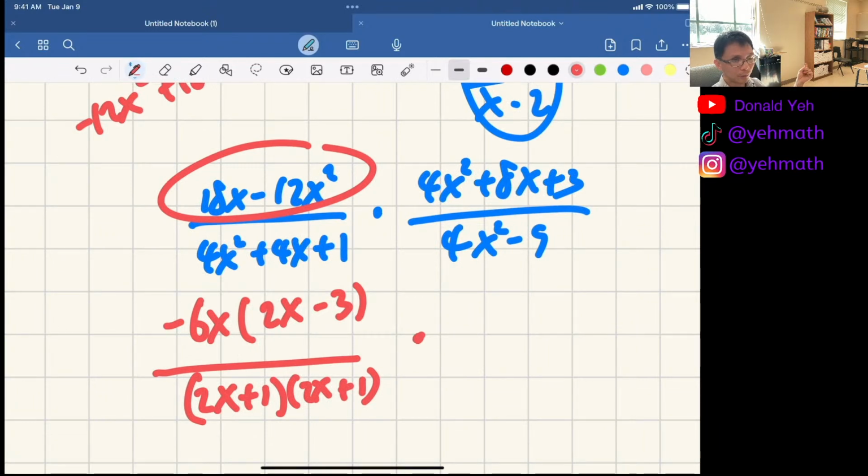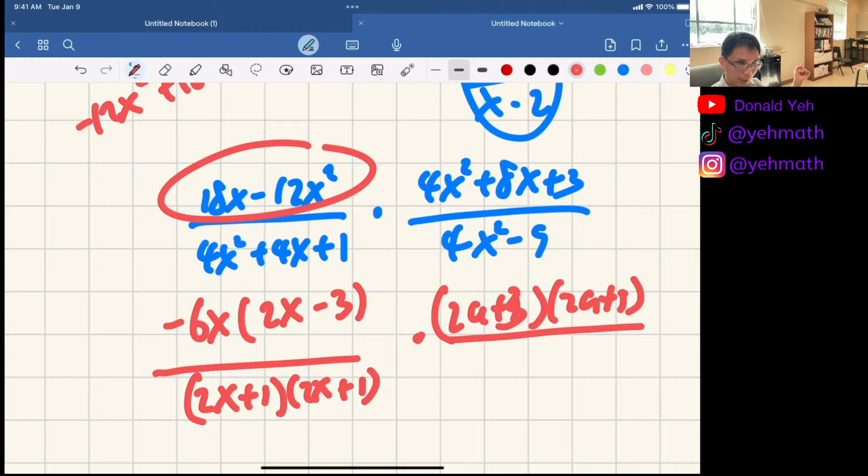What is the factor of 4x squared plus ax plus 3? What is it? 4a plus 1 and a plus 3? I don't think that's right. 2a plus 3? 2a plus 1. I think that's right. I think you need to go back and learn how to factor. 2x plus 3 and 2x minus 3.